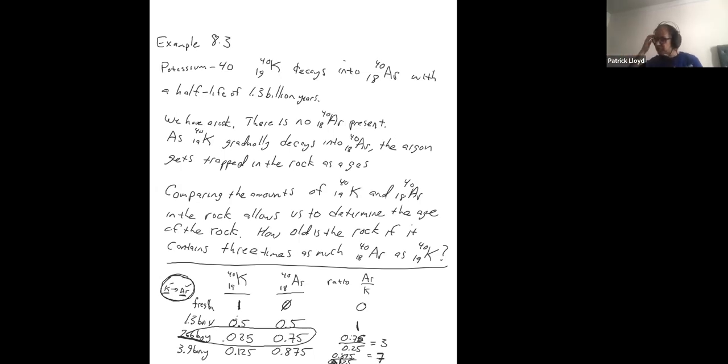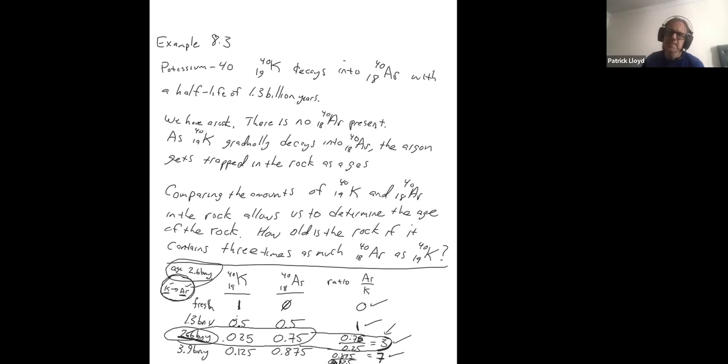So let's take a look at our ratios. When it's fresh, the ratio is 0. After 1 half-life, the ratio is 1. After 2 half-lives, the ratio is 3. After 3 half-lives, the ratio is 7. Okay, so it looks like our answer would be right here. That's when the ratio is 3, and that appears to have occurred at 2.6 billion years. Okay, so if that ratio is 3, that tells us that the age of this rock is 2.6 billion years.